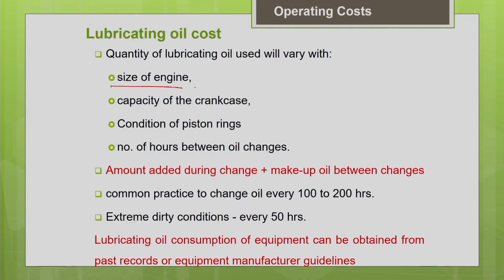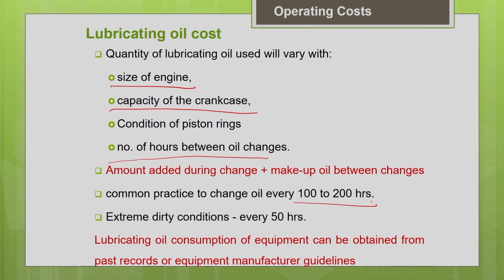Let us continue our discussion with the estimation of the lubricating oil cost. How much quantity of lubricating oil is needed will vary depending upon the size of the engine, the capacity of the crankcase obviously, the condition of piston rings, and also the project conditions. If the project working conditions are extremely dirty, in that case we have to change the lubricating oil very often. Everything depends upon the project working condition and the company policy, like the number of hours between the oil changes. Normally it is a common practice to change oil every 100 to 200 hours.